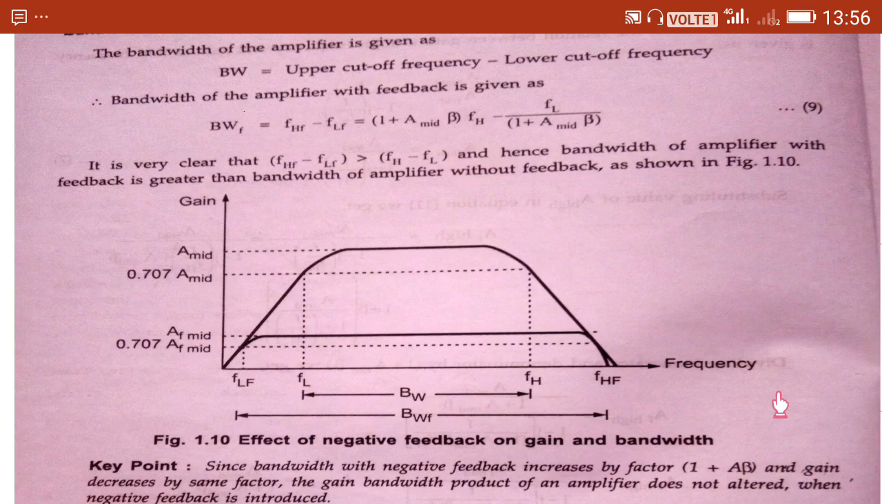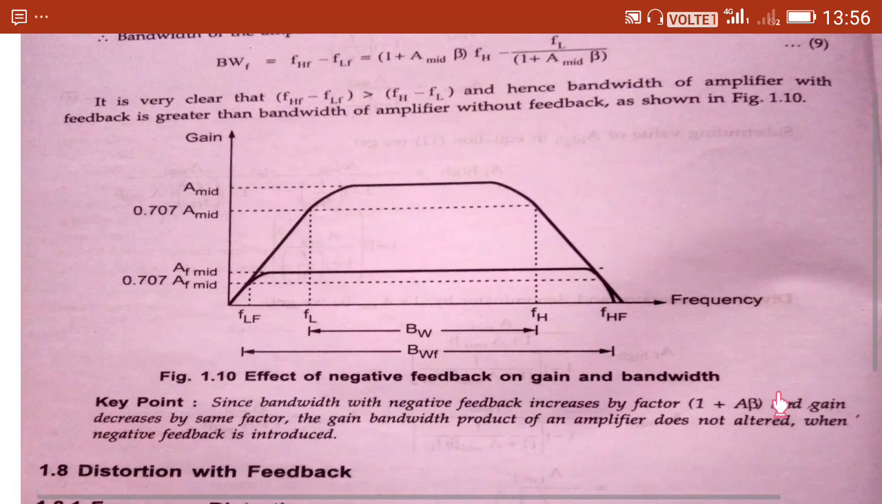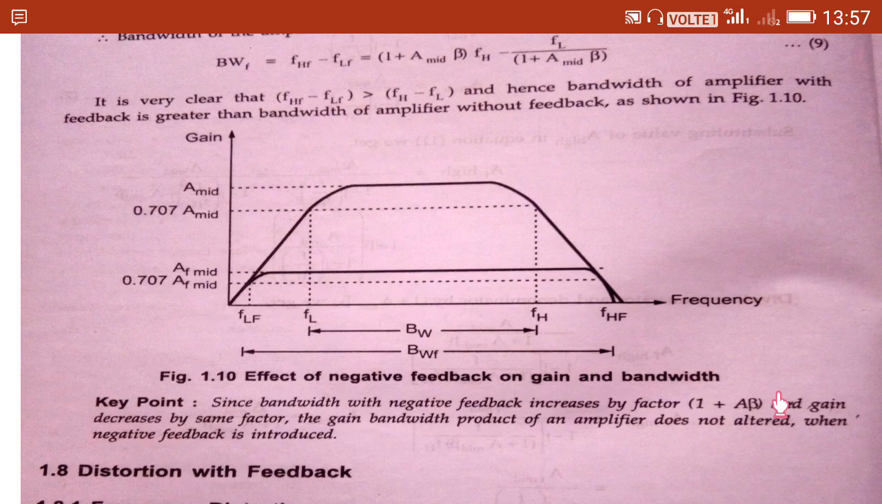Okay, since gain bandwidth product is a constant, gain bandwidth product doesn't change. By the introduction of negative feedback, midband gain reduces but bandwidth increases. So gain bandwidth product remains constant.